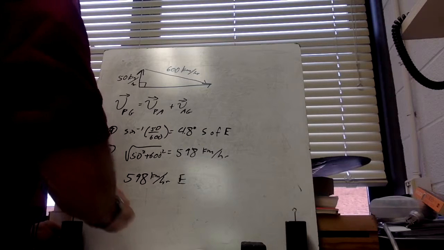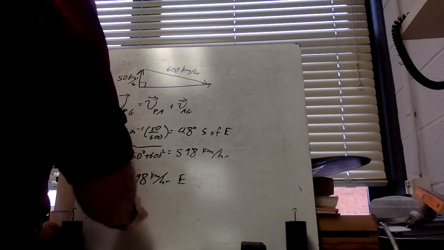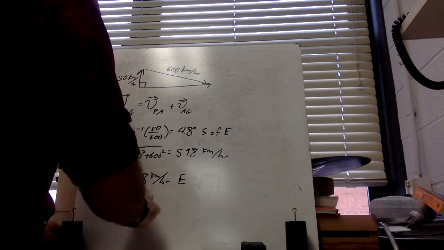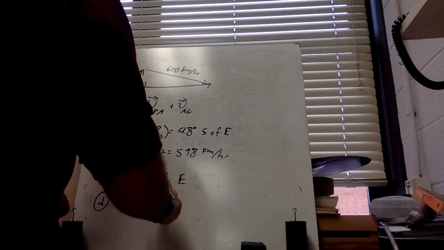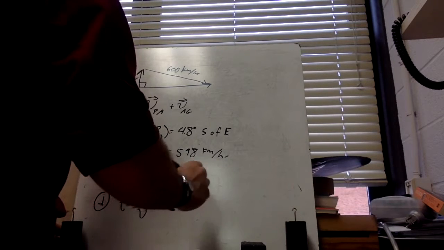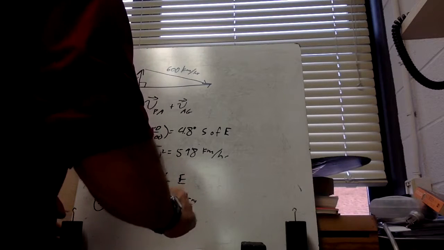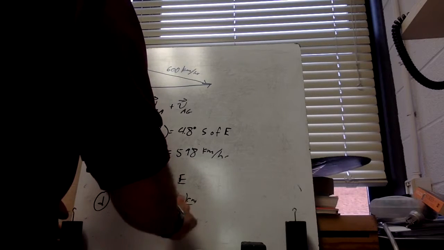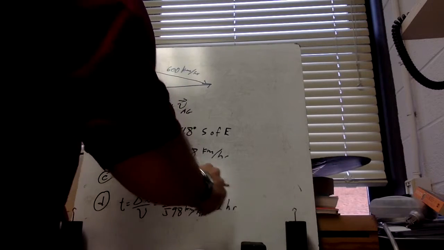D. And so for D, now the time is going to be the distance divided by the velocity. And the distance is, let's see, 1,200 kilometers, divided by 598 kilometers per hour, so that's about a 2-hour trip.